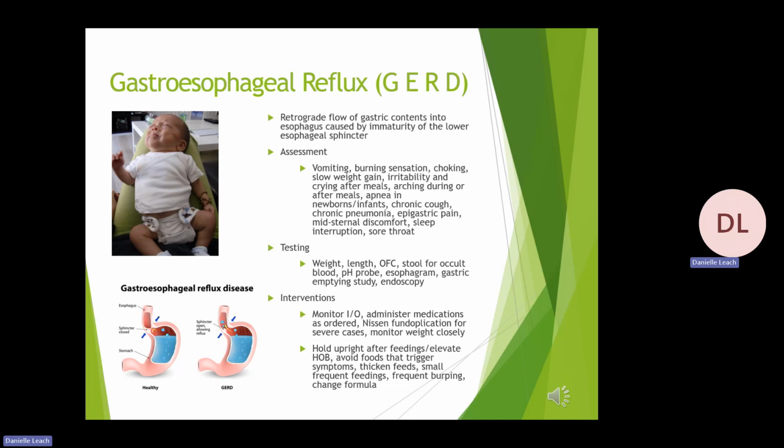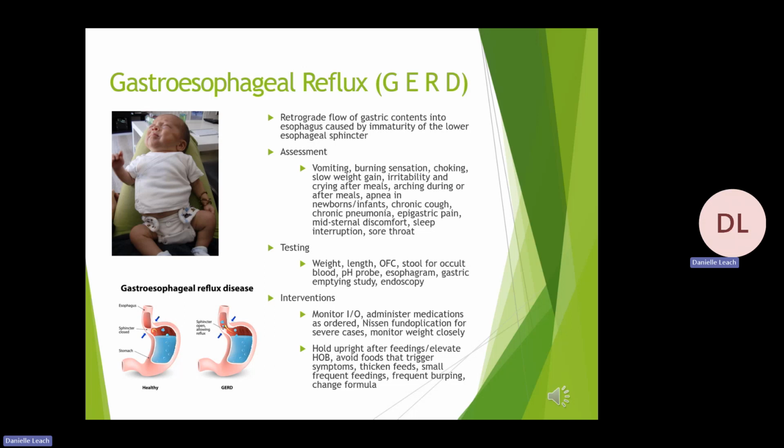We also want to monitor their weight closely to make sure that they are growing appropriately. Other easy things that we can do if it's a baby is to hold them upright after they're feeding, or elevate the head of the bed if they're an older child. To prevent the acid from coming up, we want to use gravity in our favor and hold them upright after eating. So instead of feeding them and then immediately laying them down in their crib or their bassinet, literally hold them up for 30 minutes after eating.